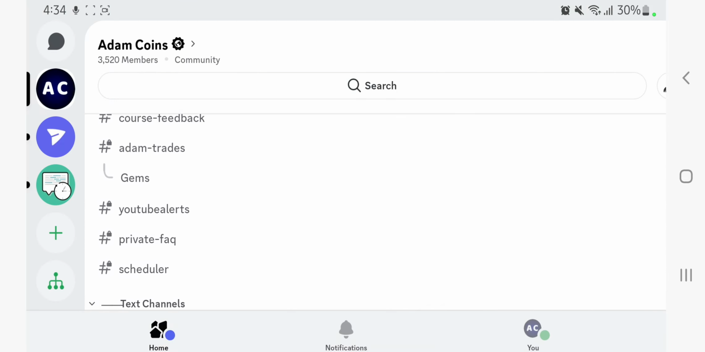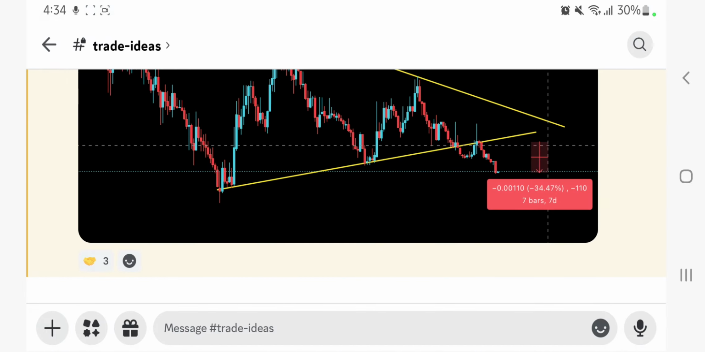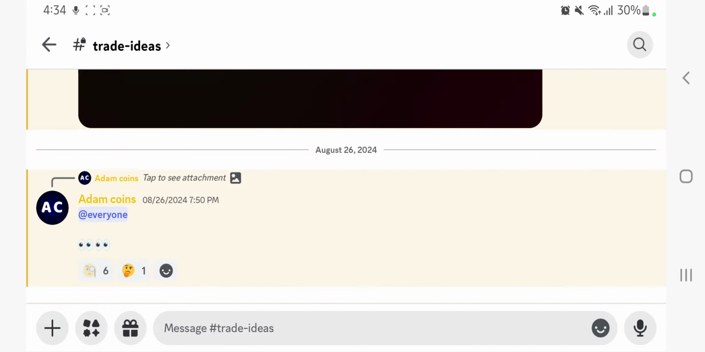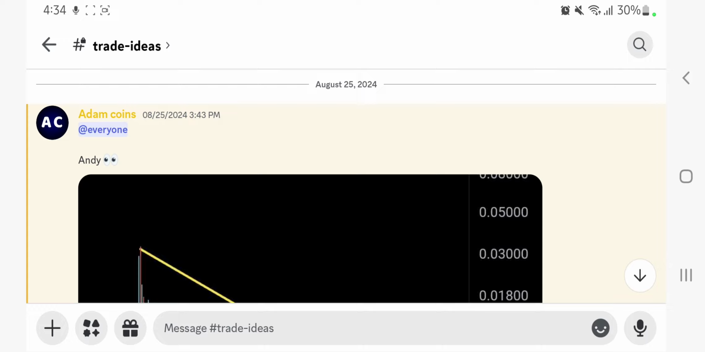I do this thing known as trade ideas. Trade ideas are ideas for traders who don't want to actually check the market the whole time. Now I did post ND back on 25th of August, and I said look at ND, right? So this was the trade idea itself.